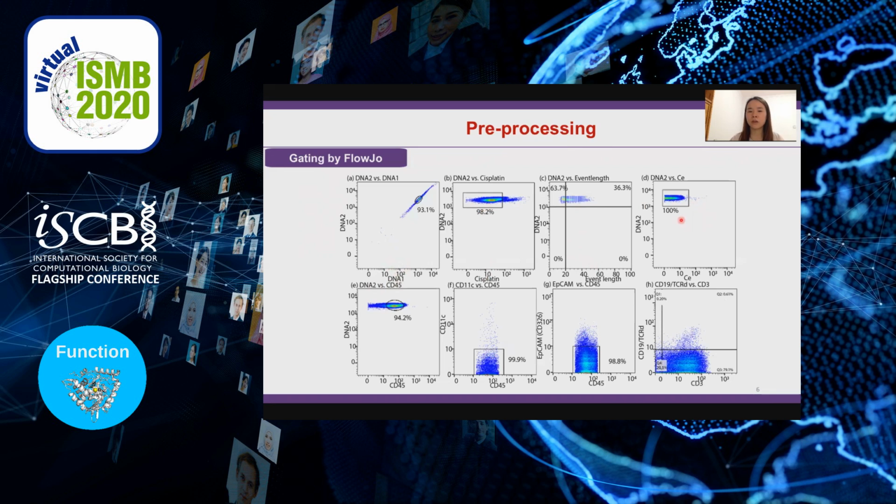This one is quality control, and gating on CD45 to get immune cells, to get rid of dendritic cells, to remove epithelial cells, and remove B cells, and only left with T cells for the downstream analysis.